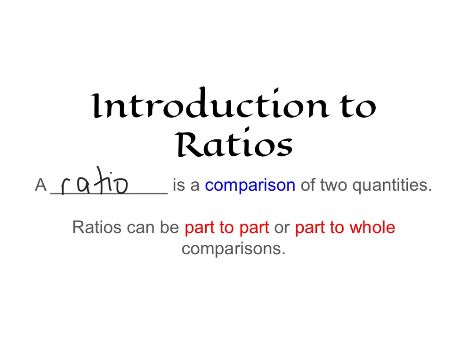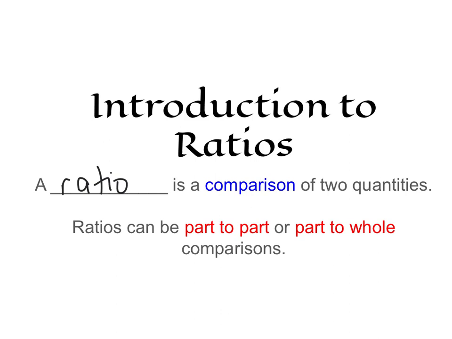Now, ratios can be compared part to part or part to whole. We could say the number of teachers to the number of students, so that's part to part. But when I say the number of teachers to the total number of students, then that would be part to whole. Make sure that you understand that ratios are just a comparison of two quantities, and you can compare them as part to part and part to whole.